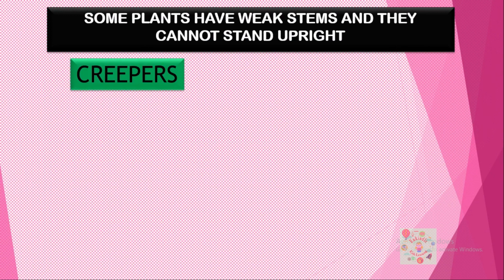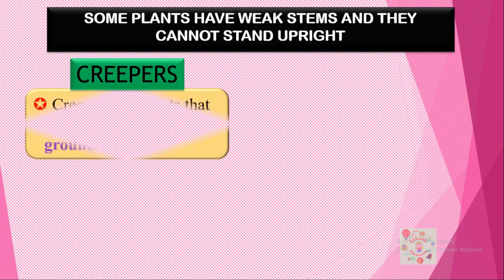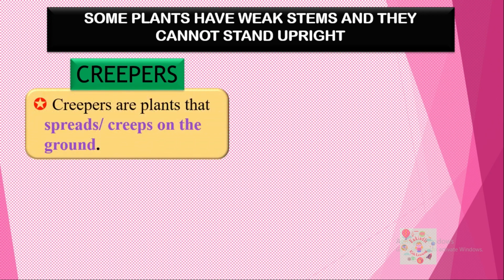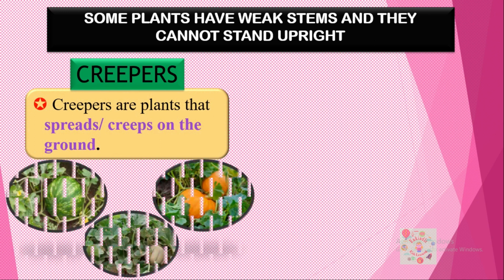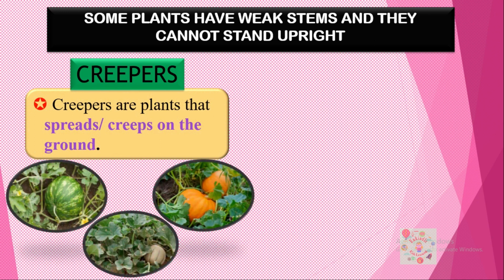Moving further, some plants have weak stems and they cannot stand upright. Examples are, one is creepers. What is a creeper? Creepers are plants that spread or creep on the ground. Examples are watermelon, muskmelon, pumpkin, etc. So this is about creepers.